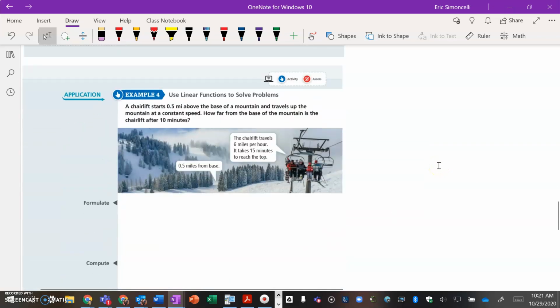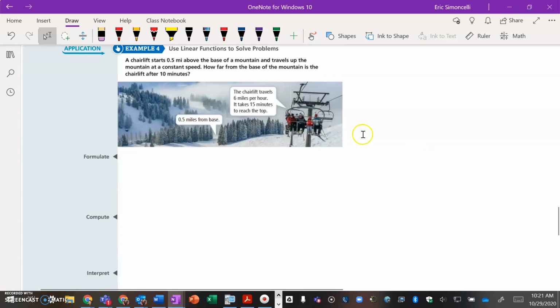Moving on, example 4. Use linear functions to solve problems. A chairlift starts 0.5 miles above the base of a mountain and travels up the mountain at a constant speed. How far from the base of the mountain is the chairlift after 10 minutes? So 0.5 miles from the base, you see that denotation below. And then the chairlift travels 6 miles per hour. There's a rate. It takes 15 minutes to reach the top.